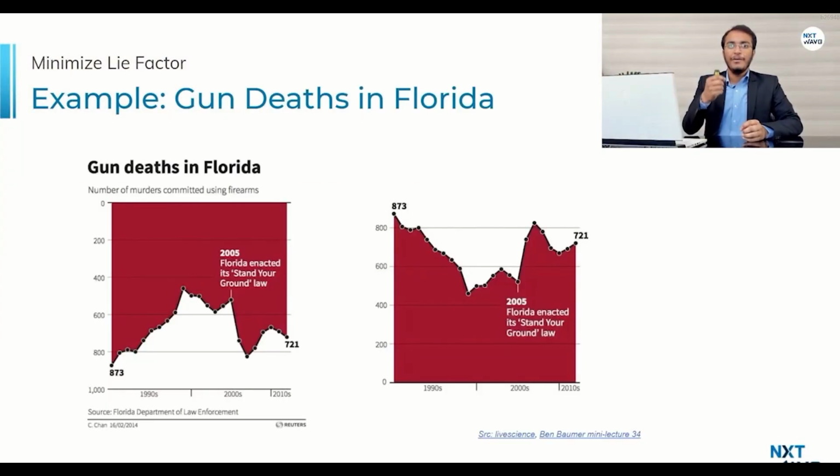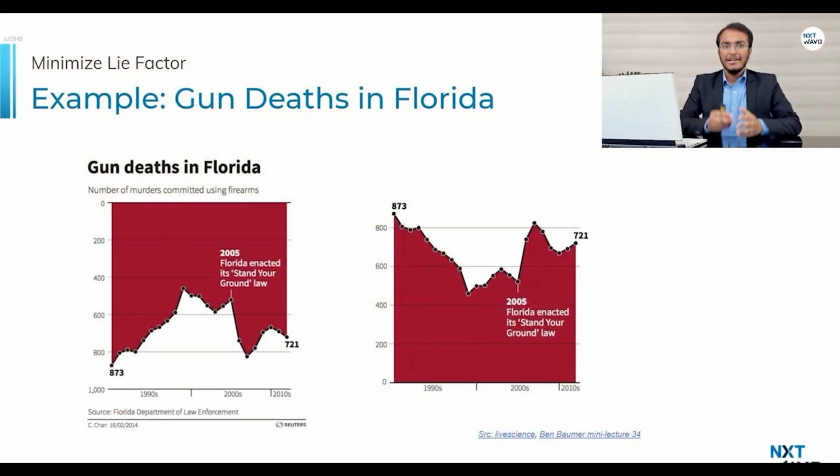And another very interesting example, now an organization or some group wants to portray how a particular law on guns has affected things. They have introduced this law, and they want to see the effect of this particular law on the gun deaths in the state of Florida in the United States. When you look at the graph on the left side, you get a feeling that, at first glance, after 2005, when the law is enacted, the gun deaths in Florida have decreased. But that's not the case.